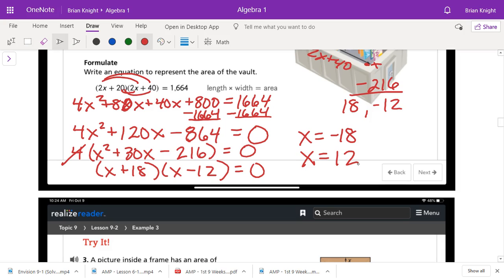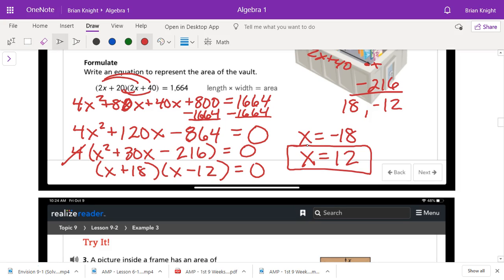Okay? And since this is a real life problem, which one of those makes 0 sense for x to be? Negative 18. Can the width of that vault be negative 18 inches? Or negative 18 feet? No, not in real life. Okay? So my only real answer is 12. Is that making sense, everybody? That's called an extraneous solution. It means it's just extra. It works mathematically, but it doesn't work in real life.